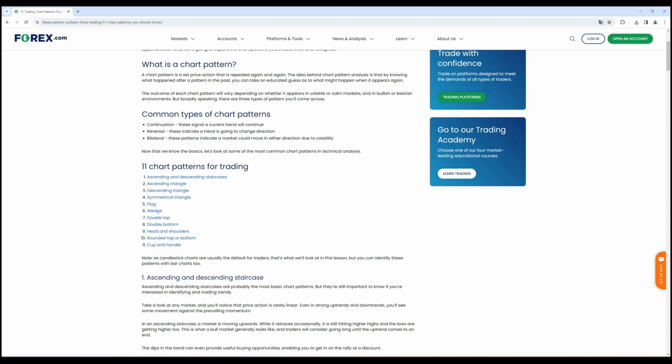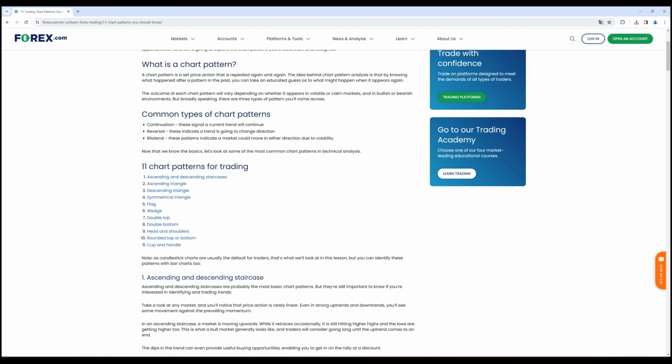So if we start talking about what a chart pattern is, it's pretty much a set price action that is repeated again and again. The idea behind chart pattern analysis is that by knowing what happened after a pattern in the past, you can take an educated guess as to what might happen when it appears again. So the outcome of each chart pattern will vary depending on whether it appears in volatile or calm markets, and in bullish or bearish environments.